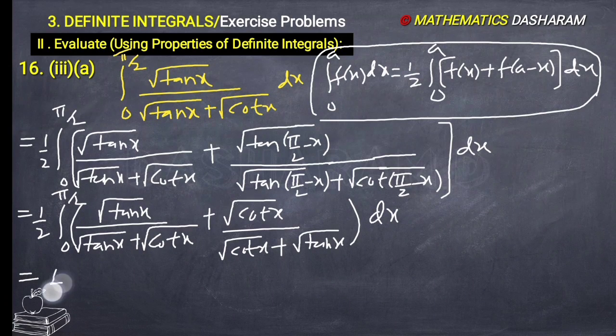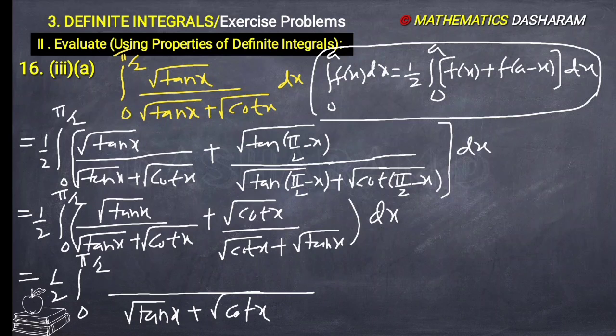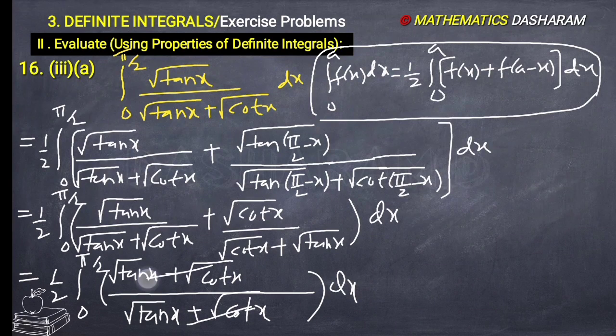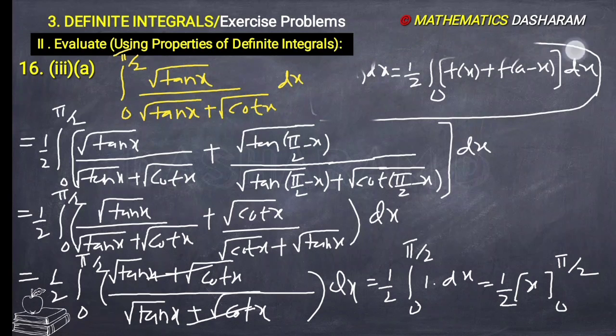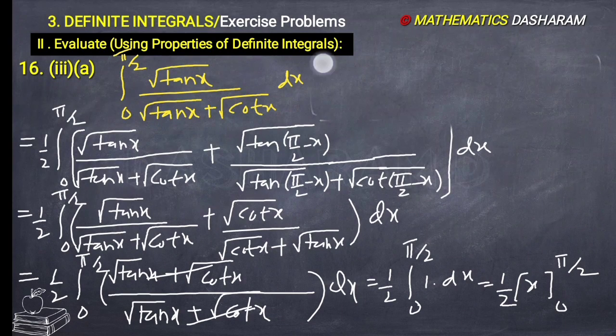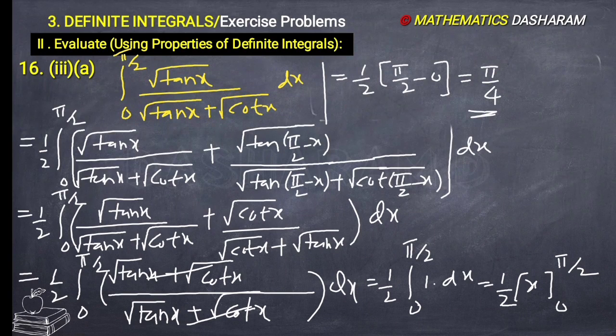And observe that both denominators are equal. So then add the numerators, root tan x plus root cot x, whole dx. Now both are cancelled. 1 by 2 integral 0 to pi by 2 of 1 dx. So it is equal to 1 by 2, integration of 1 dx is x, 0 to pi by 2. Now substitute the upper and lower limits. So 1 by 2, here pi by 2 minus 0, it is equal to pi by 4.